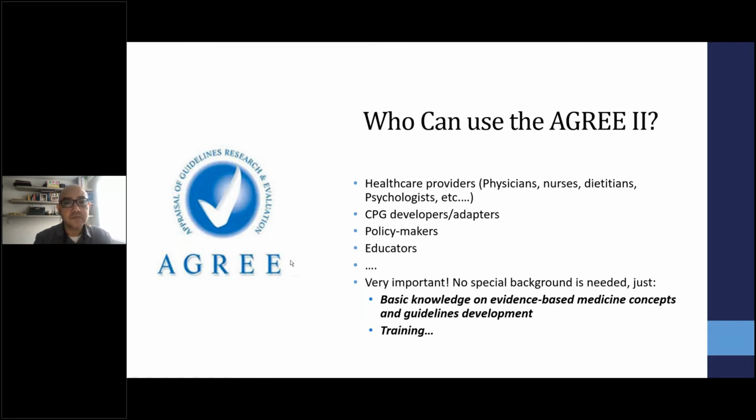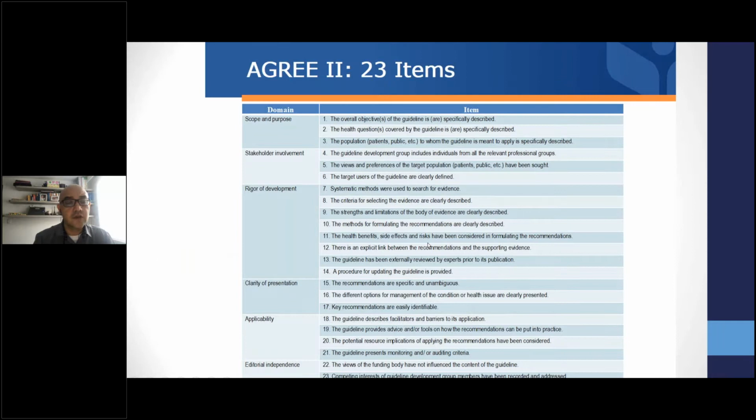Next, please. So the AGREE tool has 23 items. Many of you are very familiar with the tool. The 23 items are clustered in 6 domains. The first domain is scope and purpose. That domain is concerned with how clear the guideline is about its objectives, the scope, what questions were covered by the guideline in advance, and what is the population of interest? What are the patients or the population of the public who are the focus of the guideline?